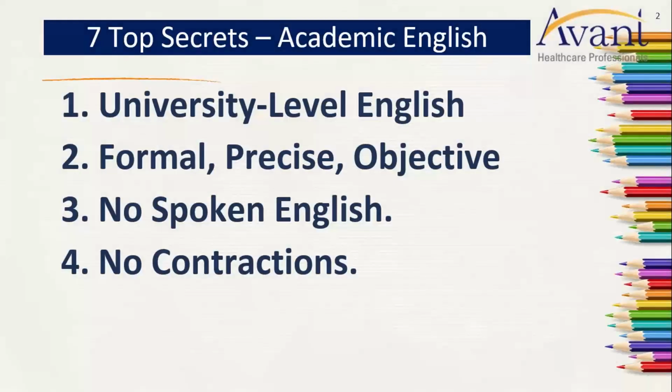So here is a review of what our agenda is for today, looking at these 7 points of academic English to help you use it better and more effectively on the exam. First of all, it is university level English. It's formal and precise and objective. It's not spoken English, and there are no contractions in academic English. Remember, academic English is formal.